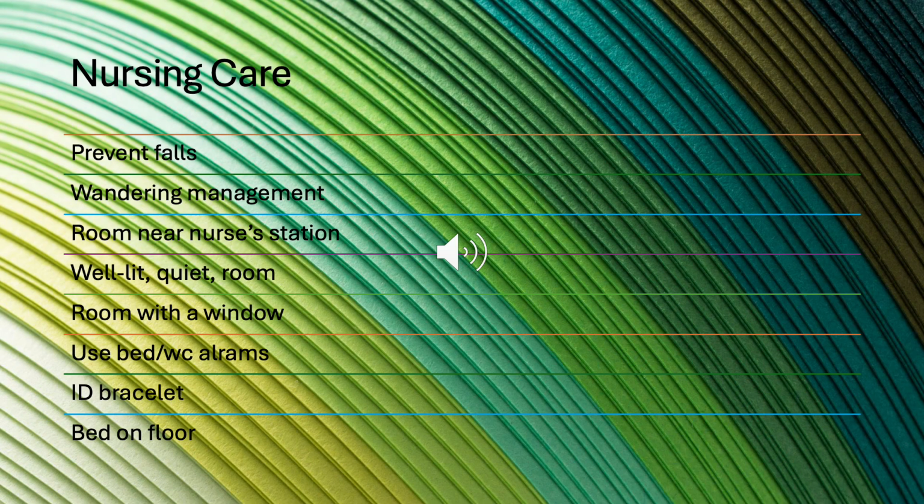And then a room with a view. A room with a window is always a great thing for people that are at risk for dementia or delirium because it helps reorient them to know when it's nighttime and when it's daytime. Use bed and wheelchair alarms. Have the client wear an ID bracelet in case they get lost. And then a bed on the floor enhances safety as well.